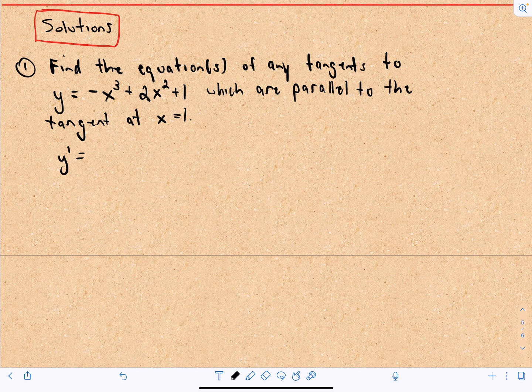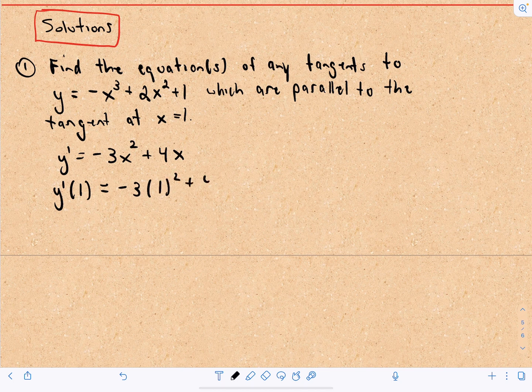So the derivative of negative x to the third, the exponent will come out front and we'll take 1 away, so we'll get negative 3x squared. Our 2x squared will have 2 times 2, which is 4x. And again, we take 1 away from the exponent, which will give us 4x to the first. And then the derivative of our constant plus 1 will be 0. So the slope of the tangent line at x equals 1 is going to be negative 3 multiplied by 1 squared plus 4 multiplied by 1. Well, that's just going to be negative 3 plus 4. Negative 3 plus 4 is going to give us positive 1.